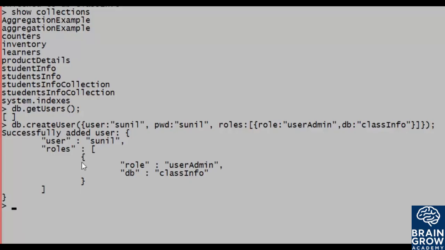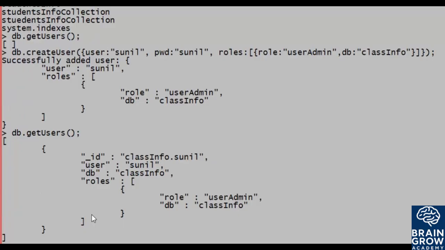See here, successfully added user Sunil, role is userAdmin, and db is classinfo. So let's query the users. I'll query now db.getUsers to get all the users for this classinfo database. See here, now it is returning. Earlier it was returning a blank array, now it is returning some information. getUsers is giving _id as classinfo.Sunil. This Sunil user belongs to this database.